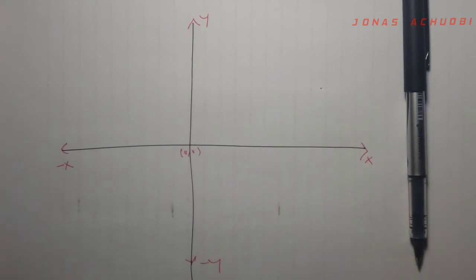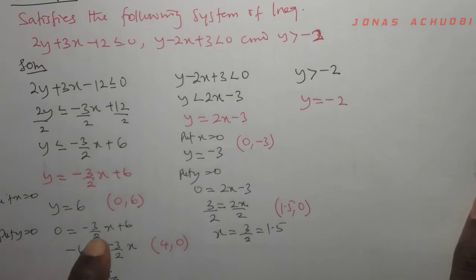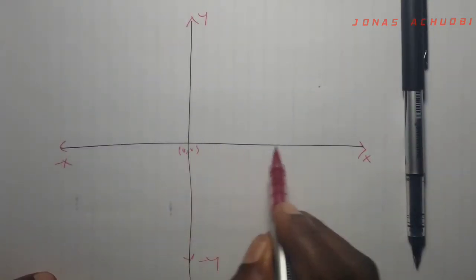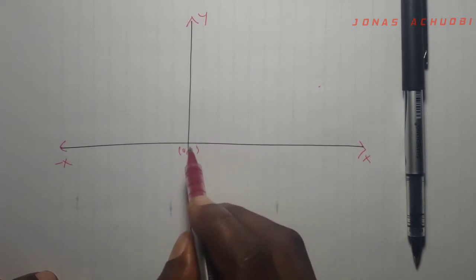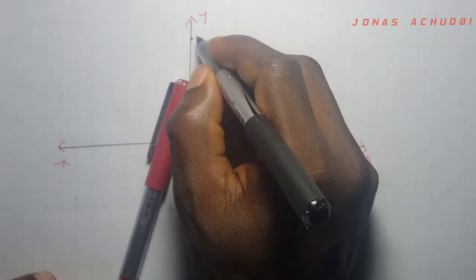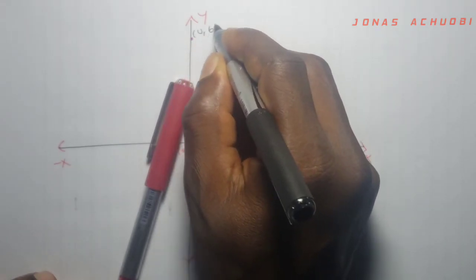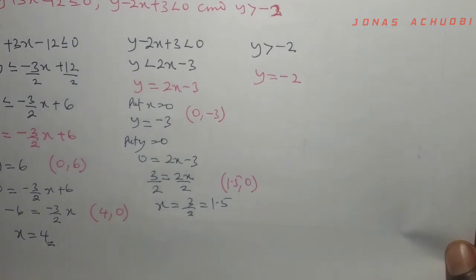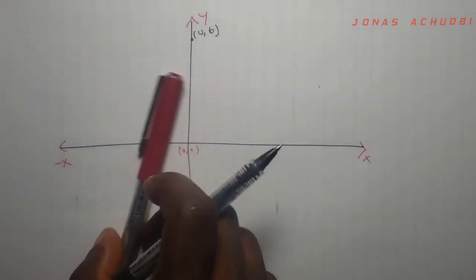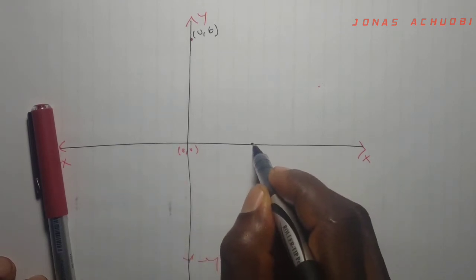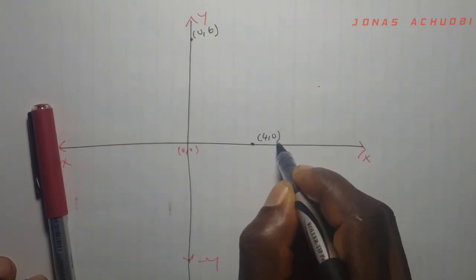So this is my xy plane on which I now mark my points. So for the first line, I have 0, 6. When x is 0, y is 6, so somewhere here. And the second coordinate there is 4, 0. When x is 4, y is 0, 4 is somewhere here, so 4, 0.